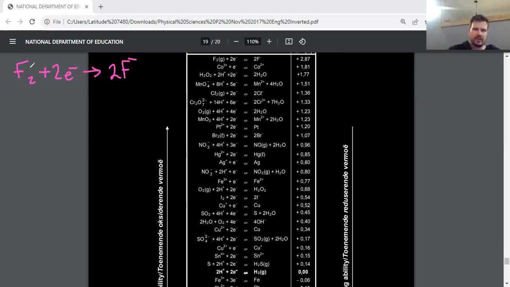The F2, has it lost or gained? It has gained electrons, right? Good. It's become minus. Excellent. Yeah, it's gained more electrons. It's electronegative. It's gained electrons. It's become more negative.